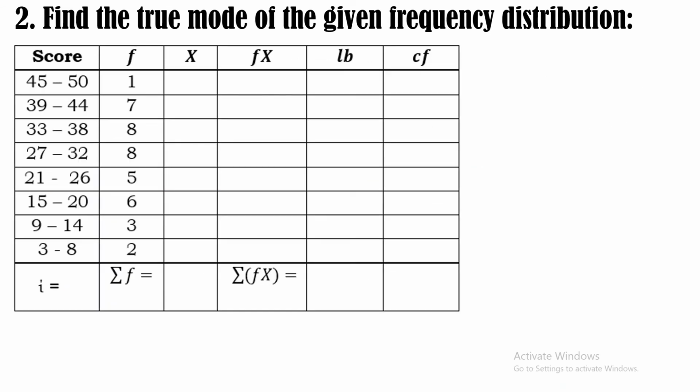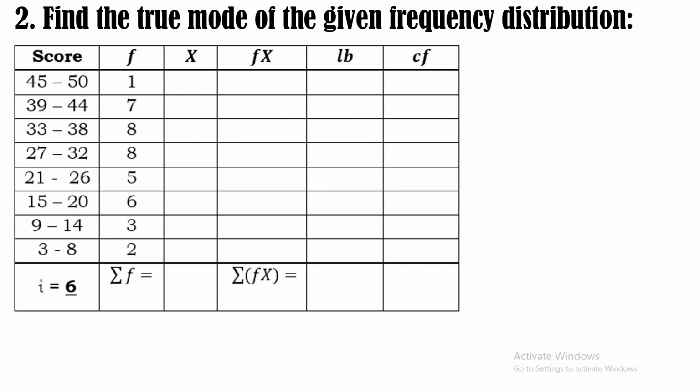Let's have another example. Find the true mode of the given frequency distribution. First, we have to identify the class size. And what is the class size of the given data? Very good. We have 6 because there are 6 numbers included in each class interval, or that is taken by subtracting the lower limit from the upper limit, plus 1. 8 minus 3, it's 5, plus 1, we have 6.